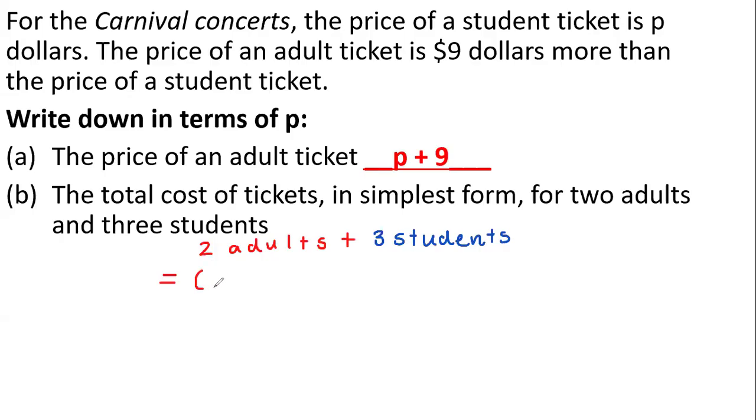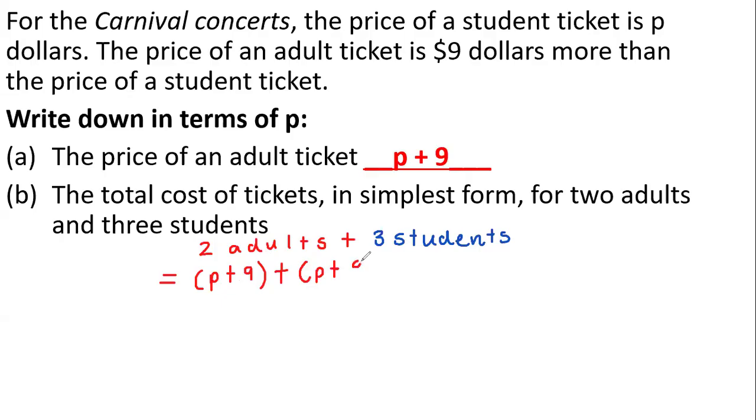How much is for 1 adult? P plus 9. So we all agree that this is 1 adult, right? Yes, sir. Okay, good. So if we want another adult, how much are we going to pay again? P plus 9. So it's P plus 9 plus P plus 9.